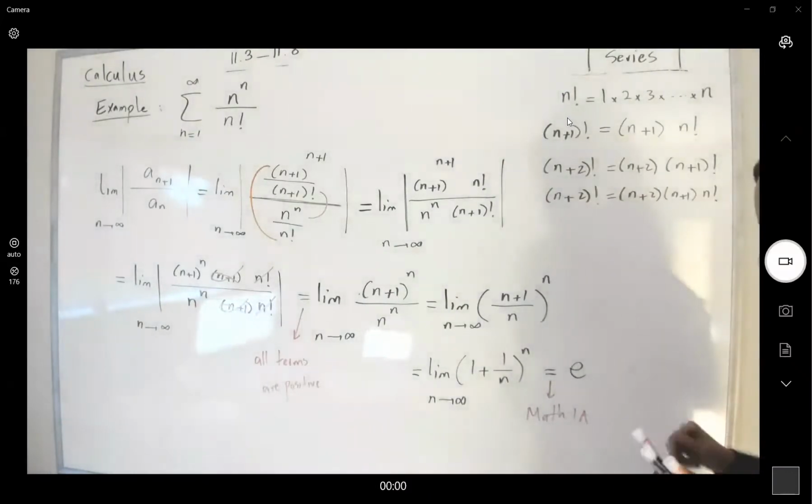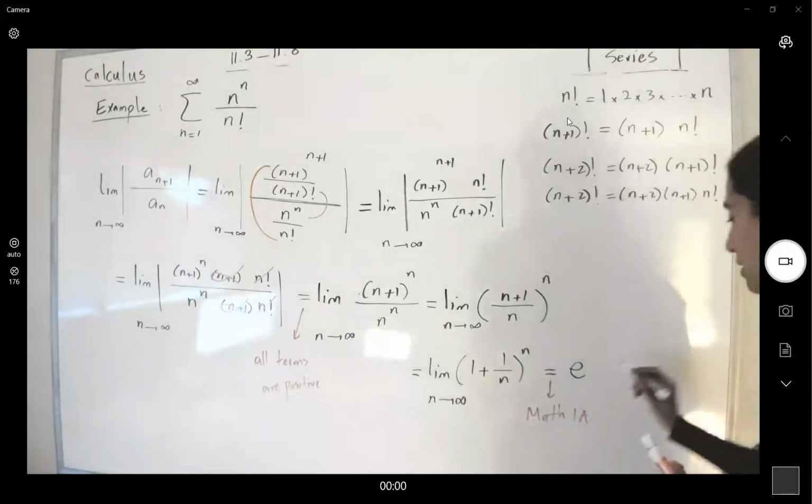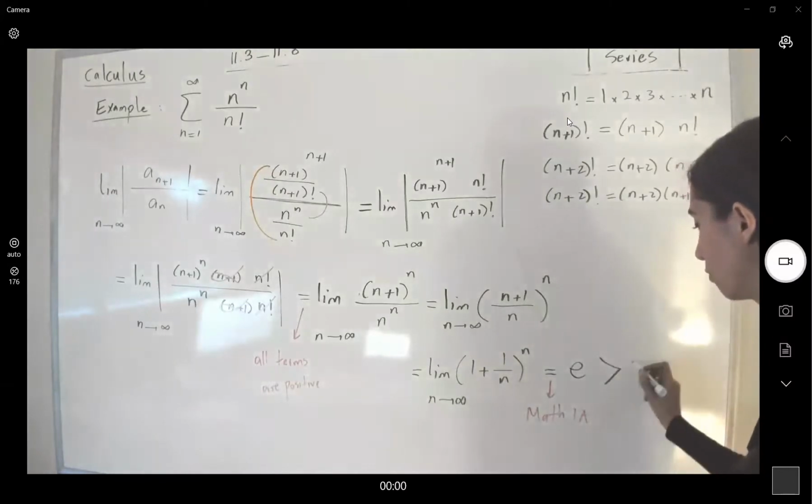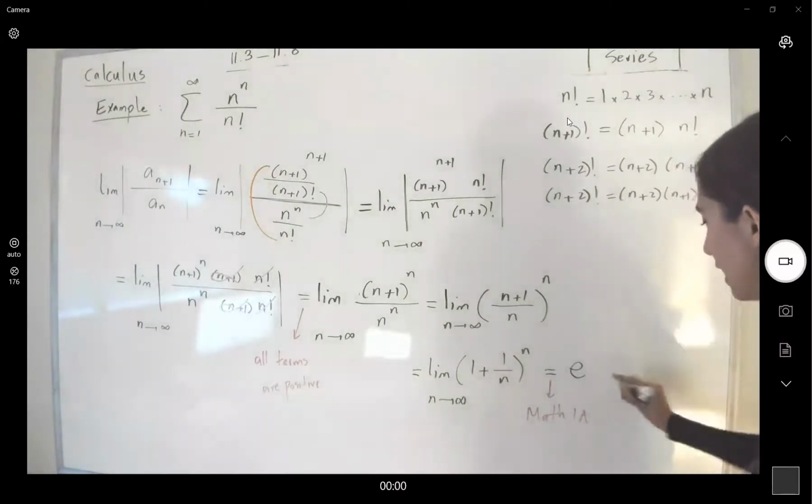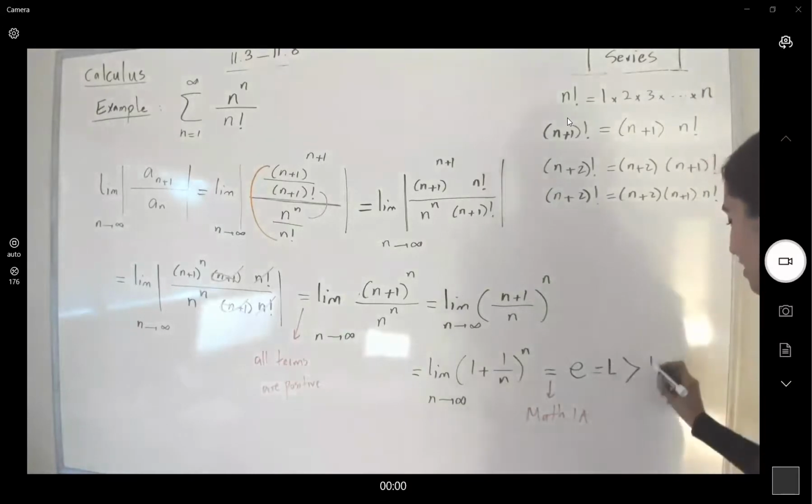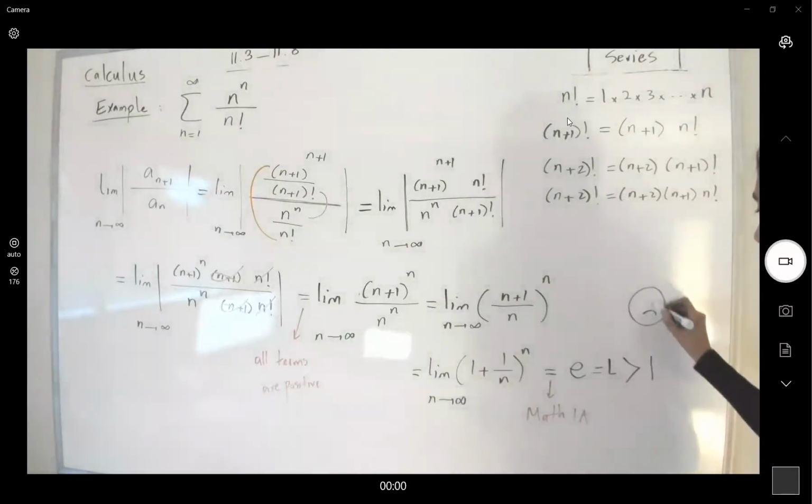Okay, e, of course it is greater than 1. Since it is larger than 1, this is L, larger than 1. So the series is divergent.